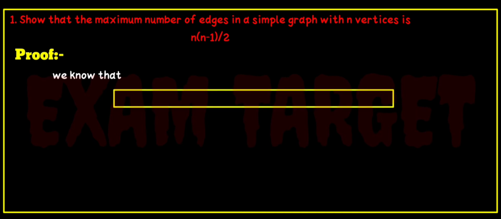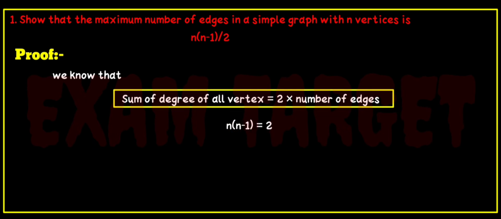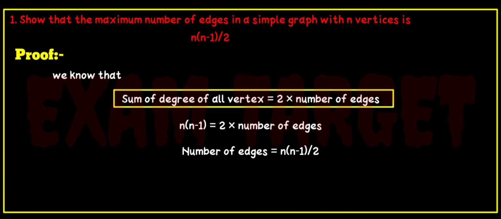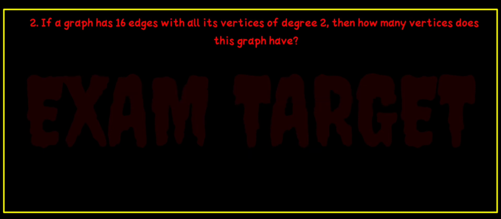We know that sum of degree of all vertices equals 2 multiplied by the number of edges. This formula is used to find the degree of all vertices. Therefore, n(n-1) equals 2 multiplied by the number of edges. Therefore, number of edges equals n(n-1)/2. Move to next question.